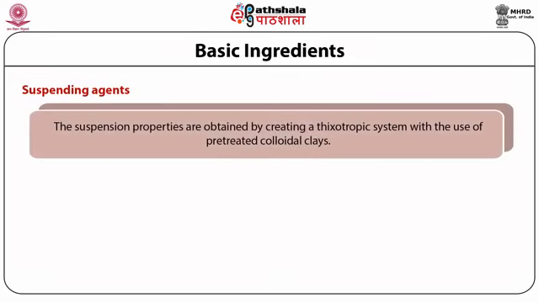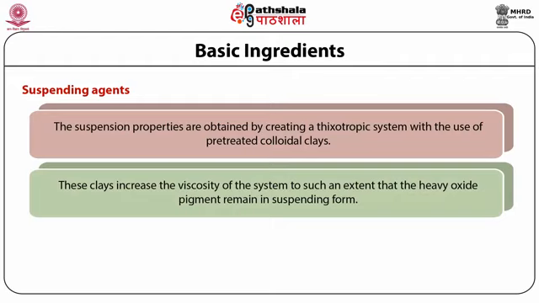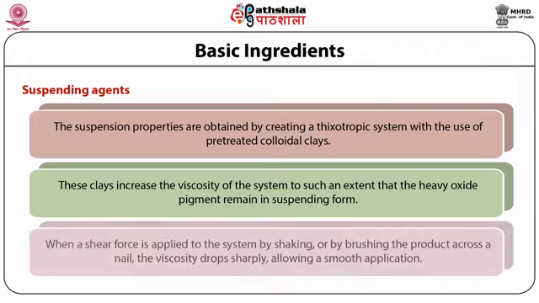The suspension properties are obtained by creating a thixotropic system with the use of pre-treated colloidal clays. These clays increase the viscosity of the system to such an extent that the heavy oxide pigment remains in the suspended form. When a shear force is applied to the system by shaking or by brushing the product across a nail, the viscosity drops sharply, allowing a smooth application. On standing, these systems again regain their high initial viscosity.